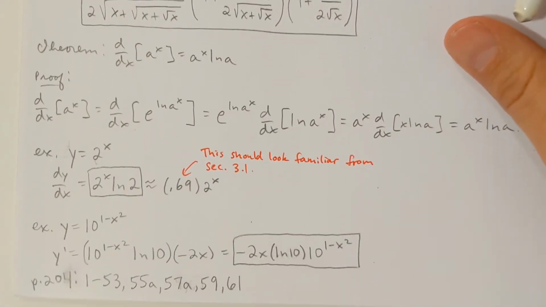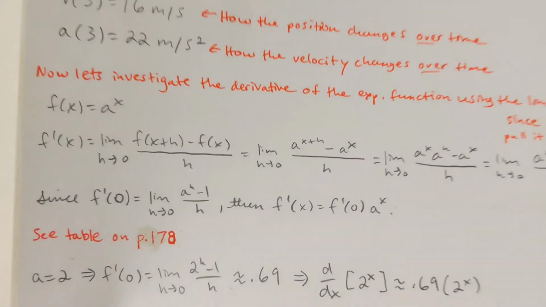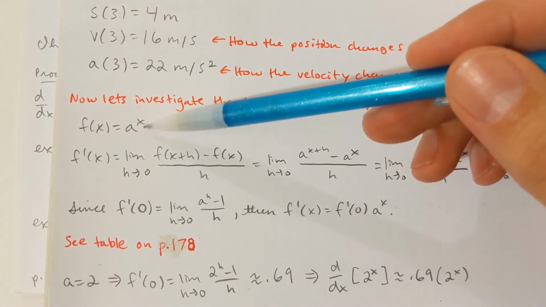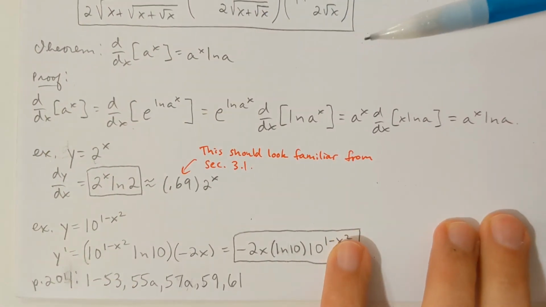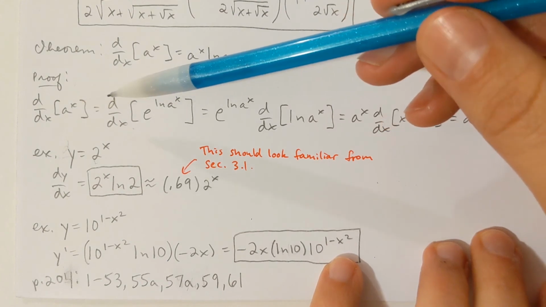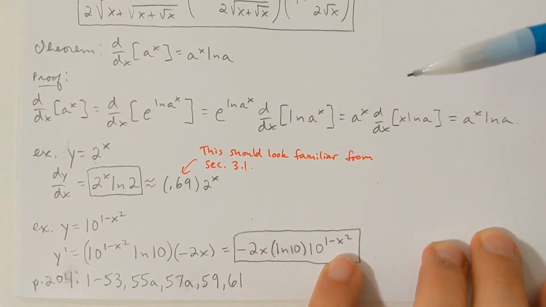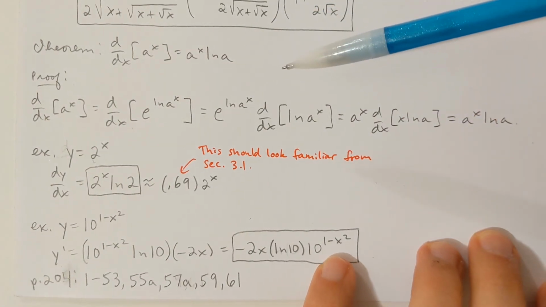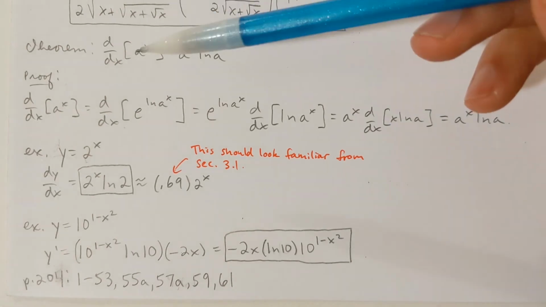Now, in section 3.1, we had looked at an investigation of the derivative of f of x equals a to the x. I had my notes here from earlier. We can actually create a general formula for the derivative of a to the x now. It's a to the x times the ln of a. To prove that, we'll need to use the chain rule along with some things about logarithms.